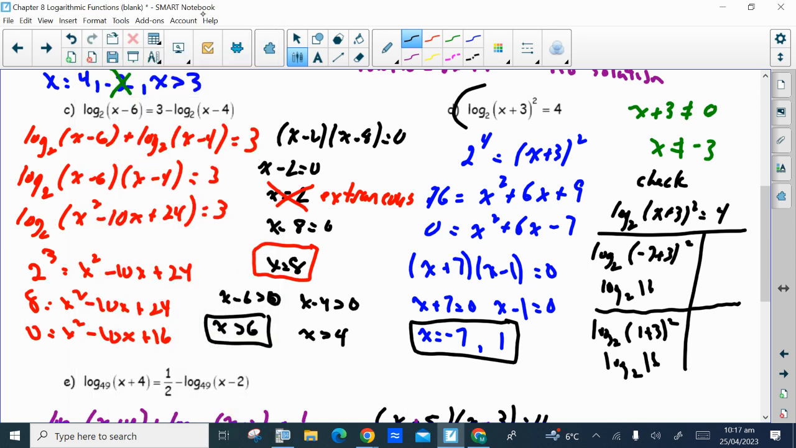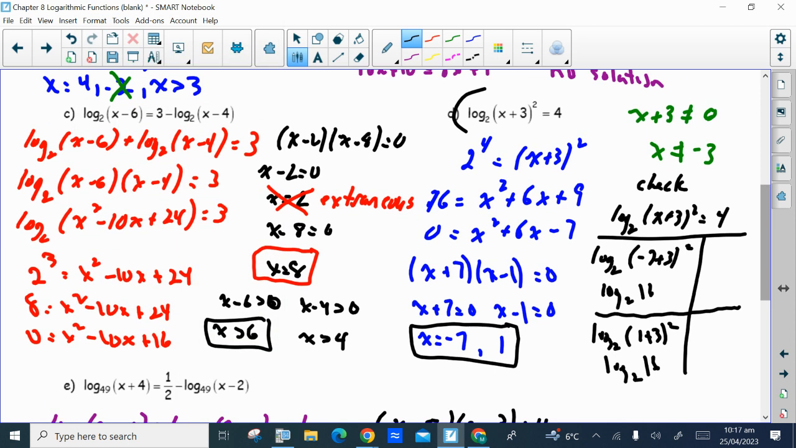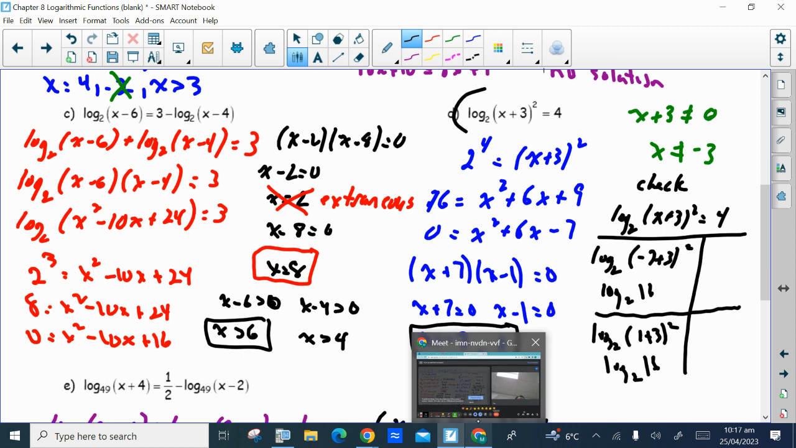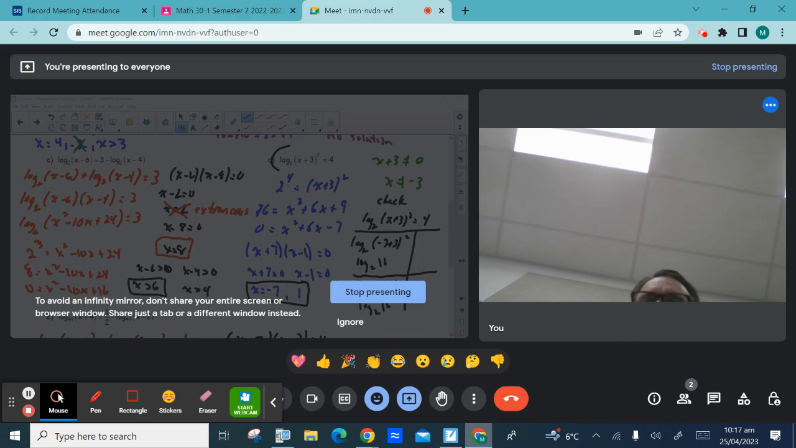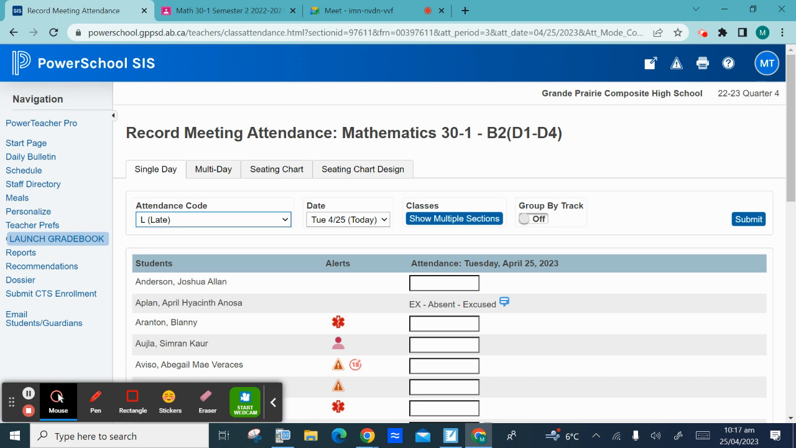Okay, so I guess the thing to remember is that because the argument, the x plus 3, is squared, that means the argument is a quadratic, so it has to stay a quadratic. Okay, so let's go on to the next page.